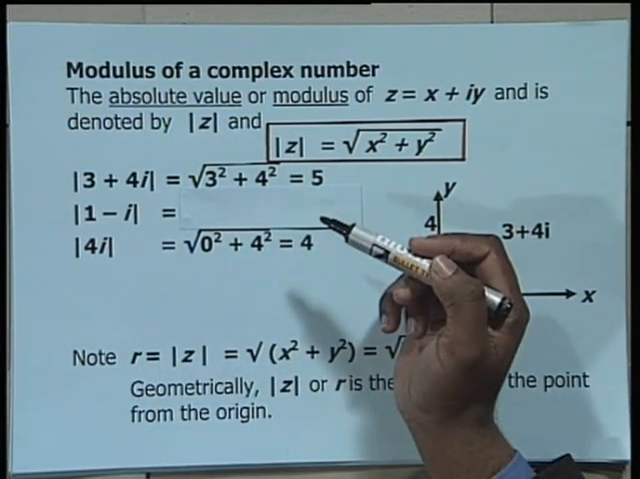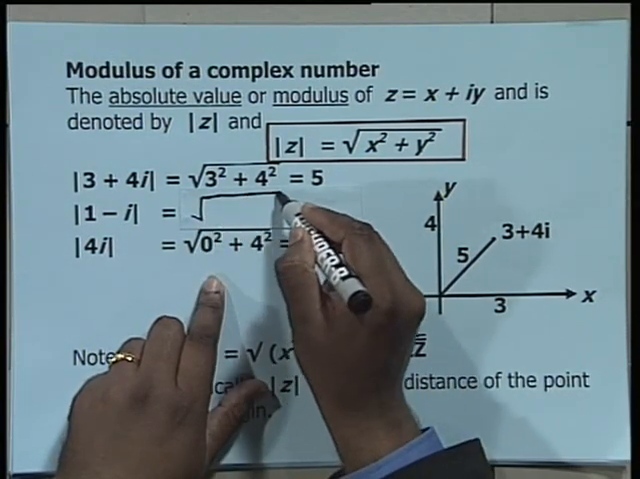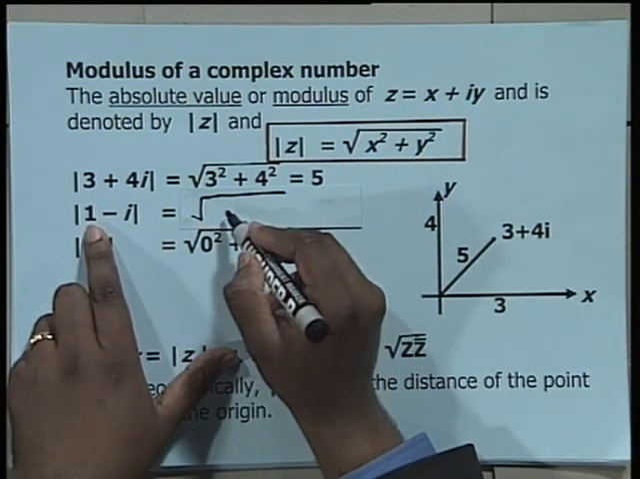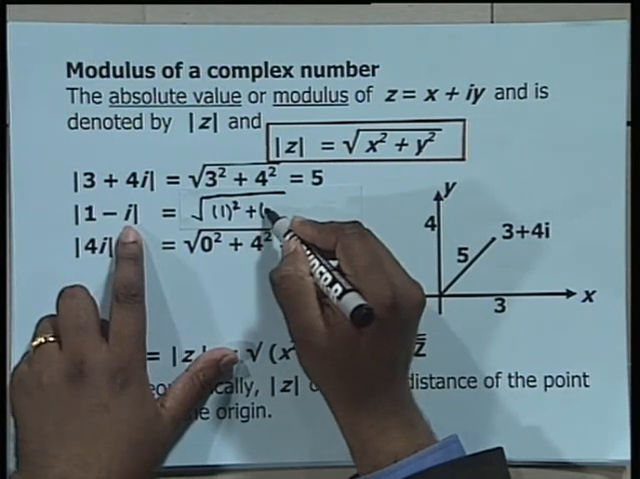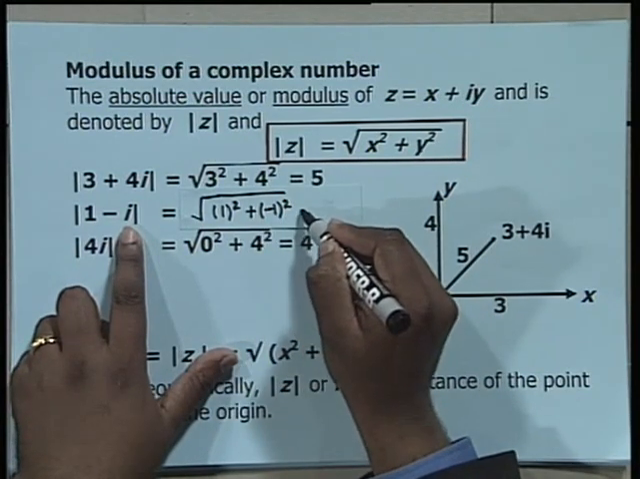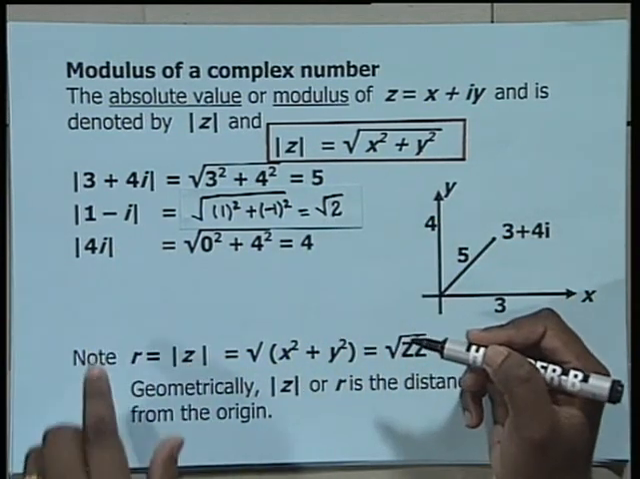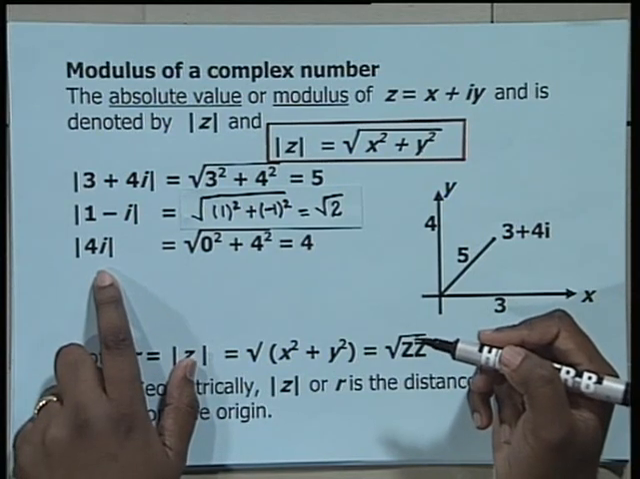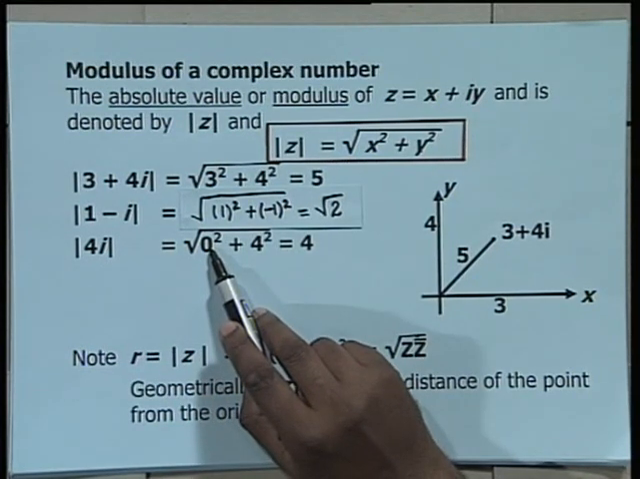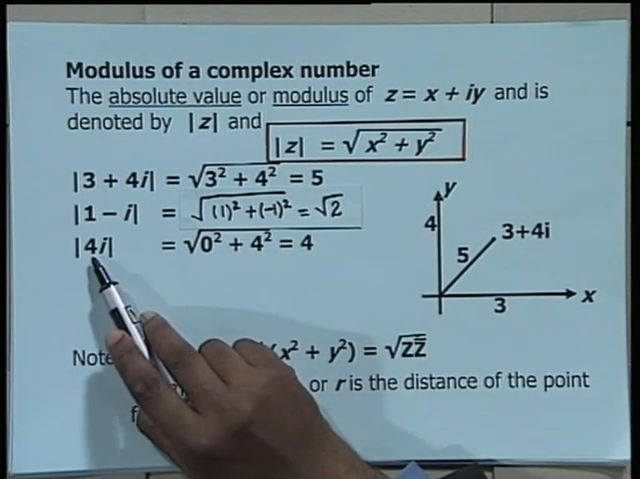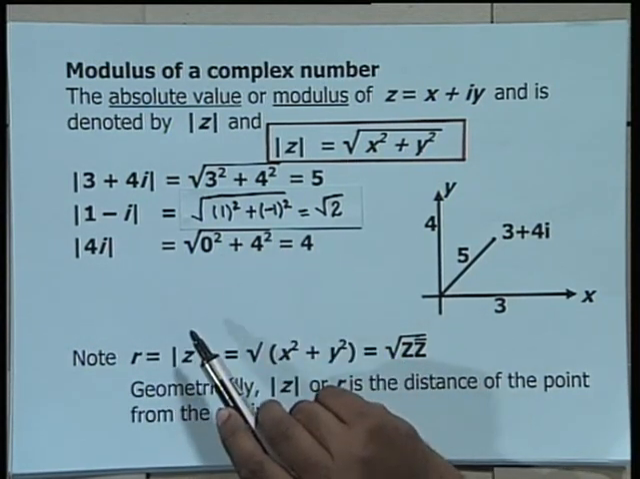Let's see how to find the modulus of 1 minus i. Square root of, the real part is 1, 1 squared. The imaginary part is minus 1, squared, so that we obtain square root of 2. The modulus of 4i, which is a purely imaginary number, will be obtained as follows. The real part is 0, 0 squared. Imaginary part is 4, 4 squared. The square root of the sum, which gives us 4.